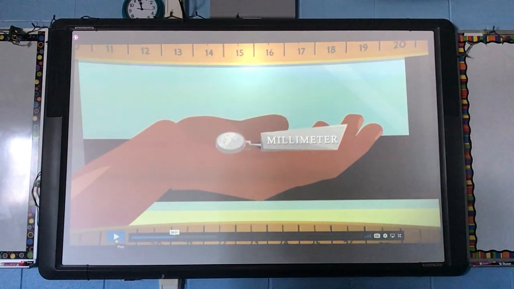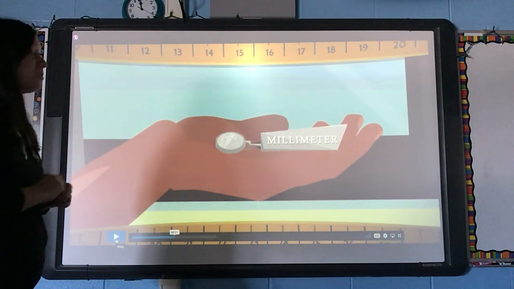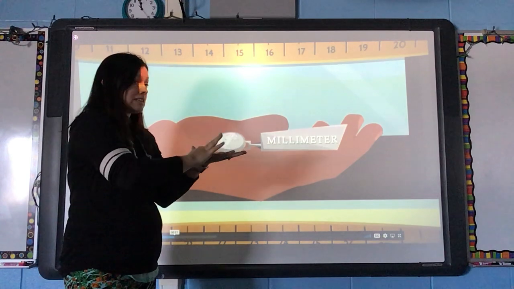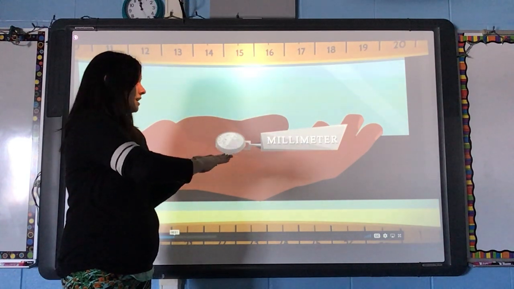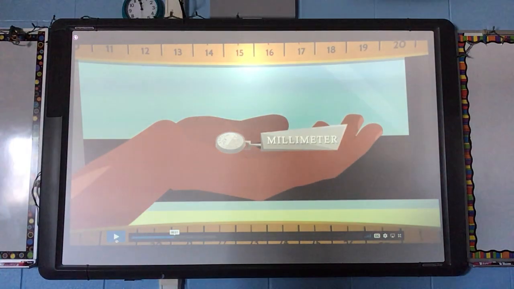Okay, so a different comparison. Instead of a grain of salt, you could think about a dime. The thickness, ladies and gentlemen, not when you're looking at the flat top of it, okay, not the surface, the thickness of a dime. That's about the size of a millimeter.